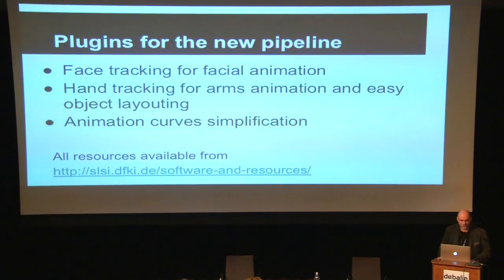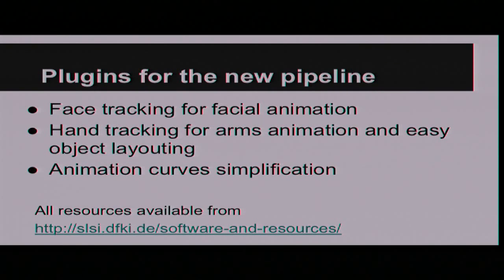So one module to animate the face of the avatar using your own face. Another module that is able to animate the arms of the avatar using your own arms to make a mirroring, something like a motion capture of your hand motion, but also using your hands instead of the mouse to lay out the objects in space, which is working also in a different context, not only for virtual interpreters animation. And a module to automatically simplify the captured animation curves.